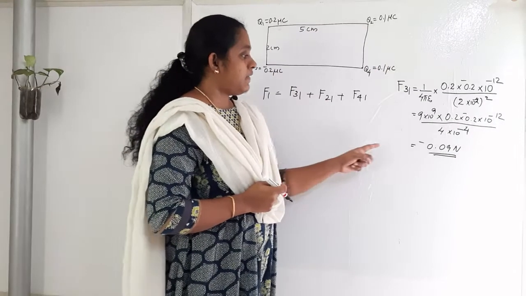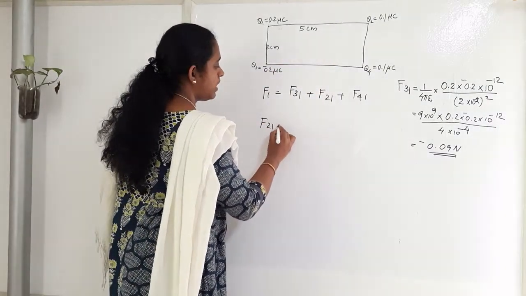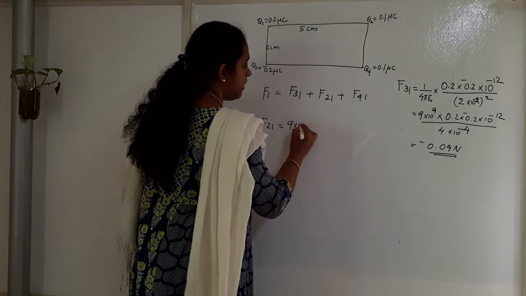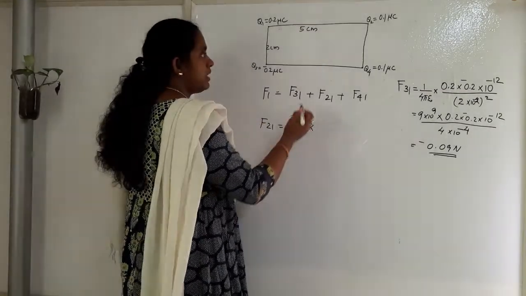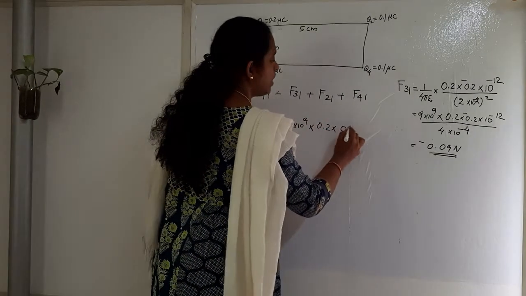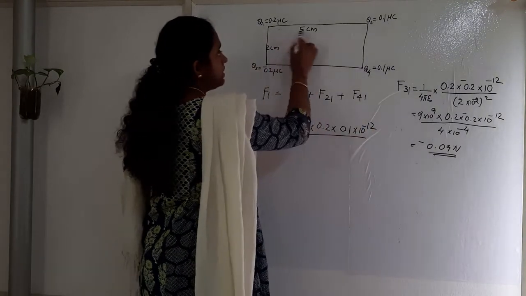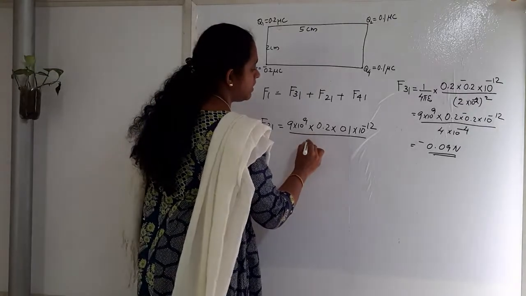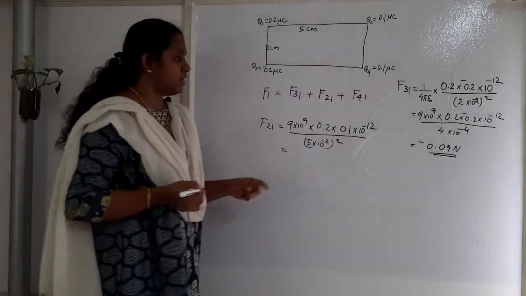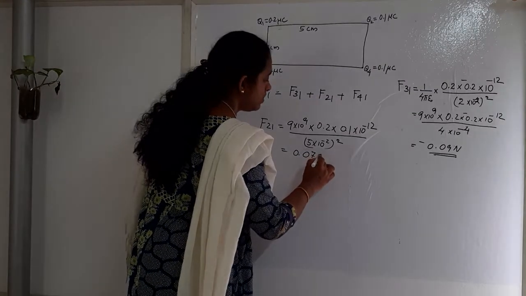Similarly, we can find the other forces. F of 21 will be equal to 9 into 10 to the power 9, times Q1, which is again 0.2 microcoulombs, times Q2, which is 0.1 microcoulombs, with 10 to the power minus 12, the whole divided by the distance between these two charges, 5 centimeters, that is 5 into 10 to the power minus 2, the whole squared. So this becomes 0.072 Newton.